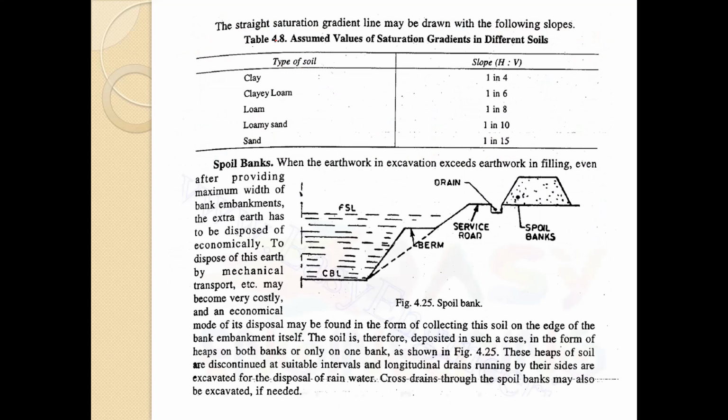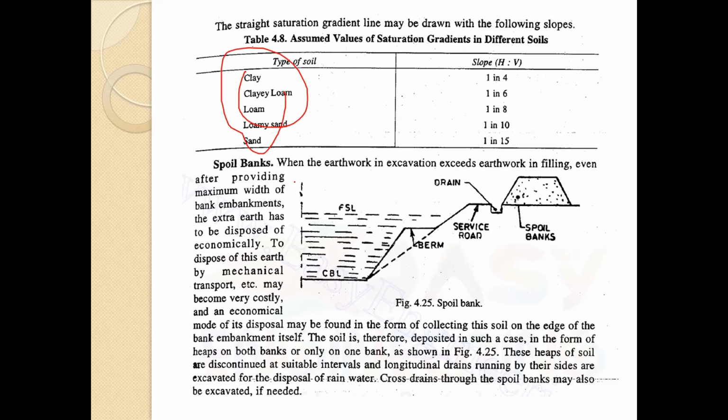Now the straight saturation gradient lines may be drawn with the following slopes. So the slopes have been given in this table. For clay, we have to provide a slope of 1 in 4. Then for clayey loam, we have to provide 1 in 6. For loam, we have to provide 1 in 8. For loamy sand, we have to provide 1 in 10. And for sand, we have to provide a slope of 1 in 50. So these are the values for the type of soil we have to follow.